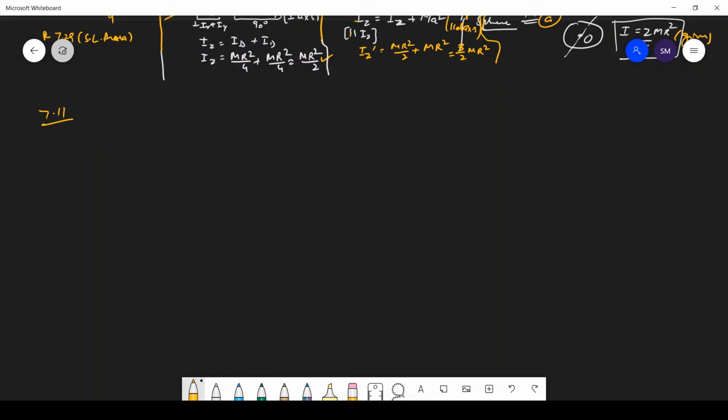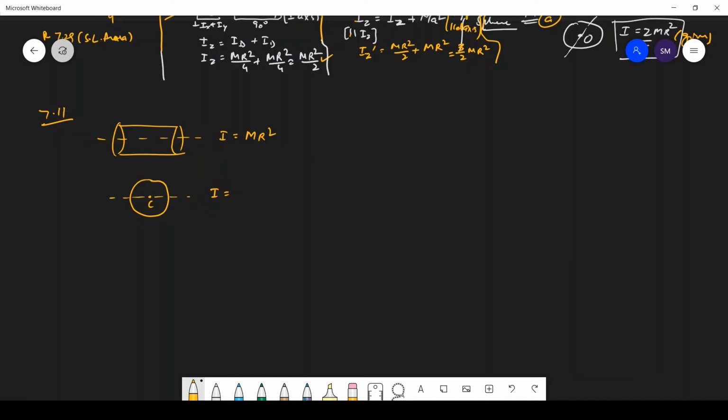In case of the hollow cylinder, which is given in your book, the moment of inertia is equal to mr square. Both have the same mass and radius. Another is the solid sphere, which we have just completed. You can write it passing through the center, anywhere, that's the same thing.